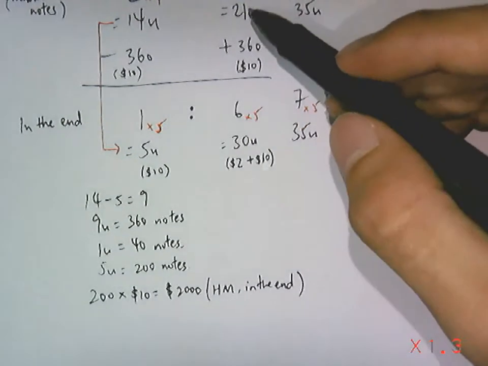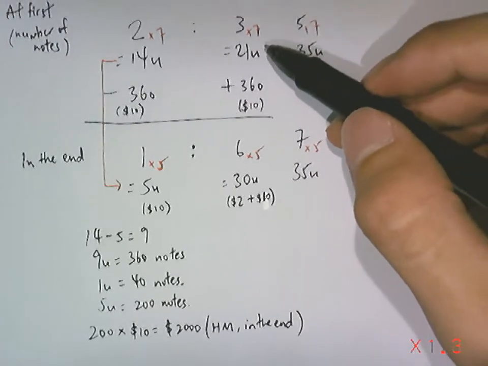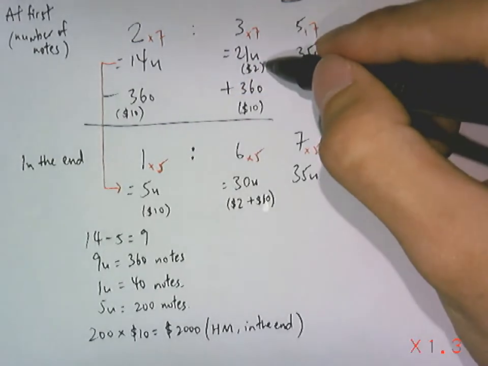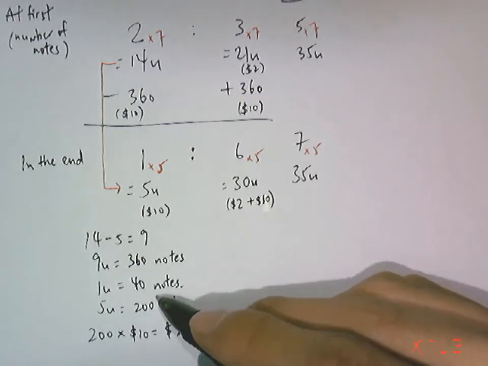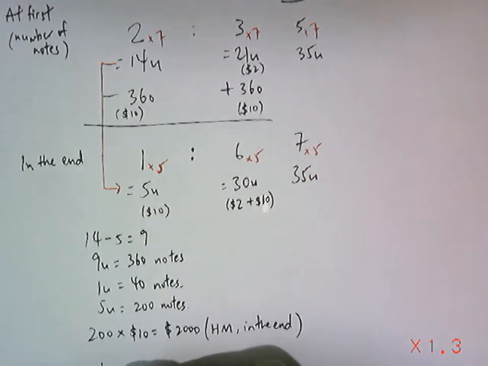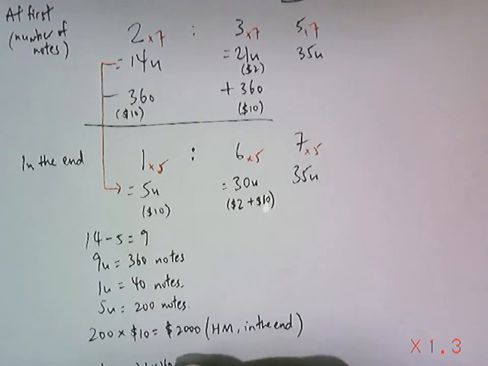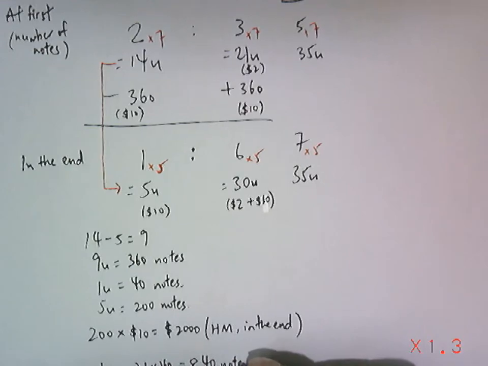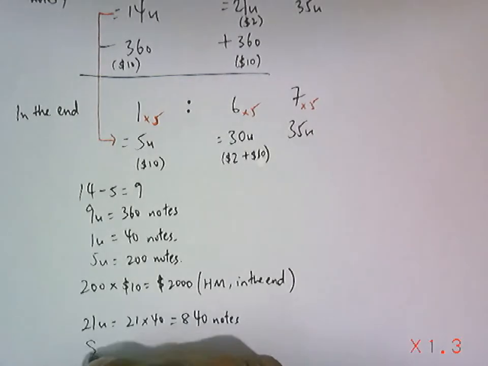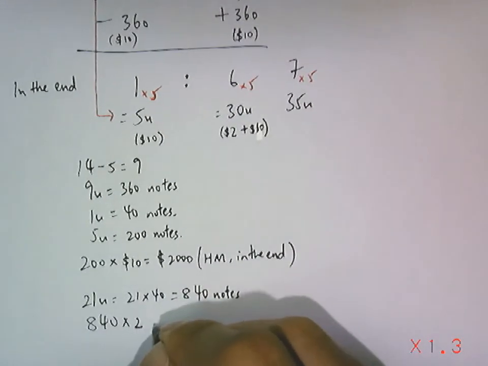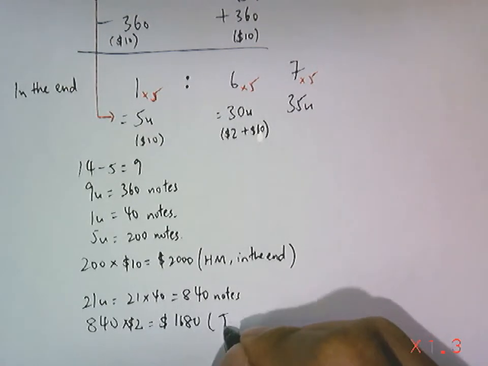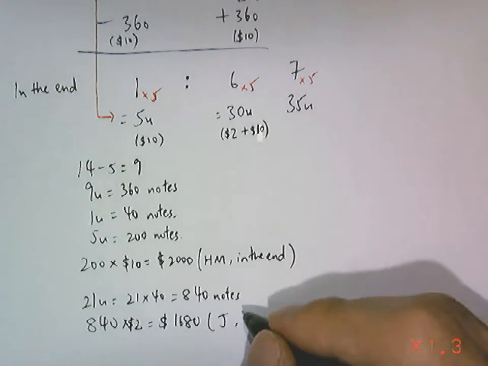Now we find Jim. We look at this part here because it is not mixed up, just $2 notes only. This 21 units of notes, counting 1 unit as 40 pieces, 21 units would give a total of 840 pieces of notes. Since all these are $2 notes, multiply 840 by 2. So Jim had $1,680 at first.